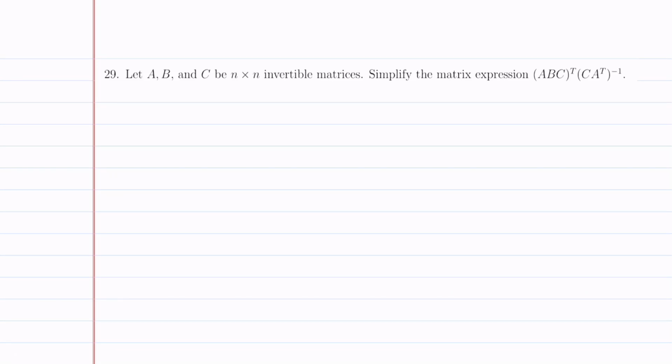In this problem, we're given three matrices, A, B, and C, and we're told that they are n by n invertible matrices. What we're asked to do is to simplify this matrix expression. Let's go ahead and start and write down this expression.